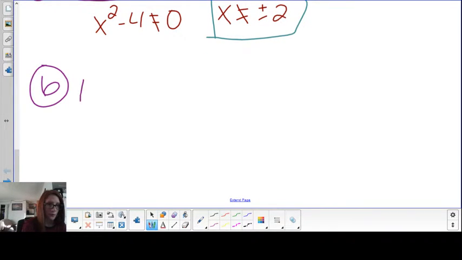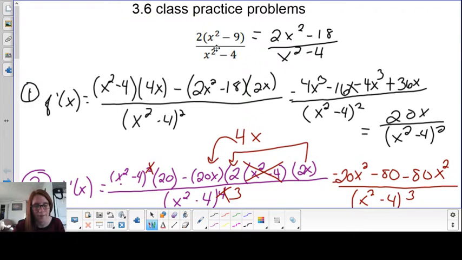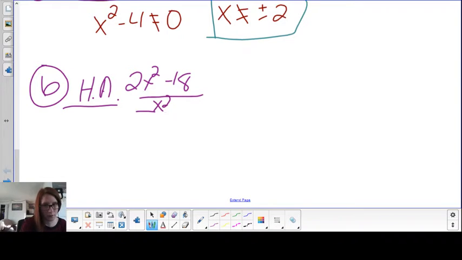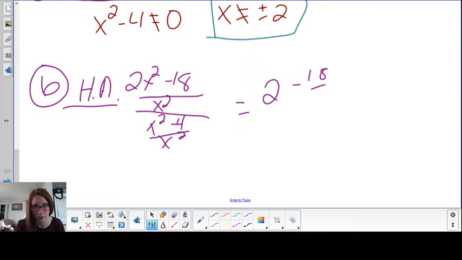6 is my horizontal asymptote, and that's where I divide stuff out. So I have my original problem of 2x squared minus 18 over x squared minus 4, and since I'm going to take, here, let me scroll up for a second. Since I'm going to divide by the biggest x on the denominator, I'm going to divide by x squared. So I have 2x squared minus 18 divided by x squared over x squared minus 4 over x squared. That will reduce down to 2 minus 18 over x squared over 1 minus 4 over x squared.